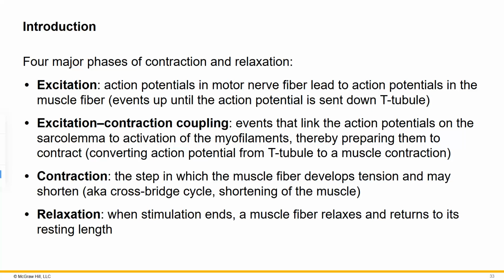Excitation-contraction coupling: the events that link the action potentials on the sarcolemma to activation of the myofilaments, thereby preparing them to contract. In other words, converting the action potential from the T-tubule to a muscle contraction. Contraction is the step in which the muscle fiber develops tension and may shorten, also known as the cross-bridge cycle, and this leads to shortening of the muscle. And then relaxation is when the stimulation ends, a muscle fiber relaxes and returns to its resting length.